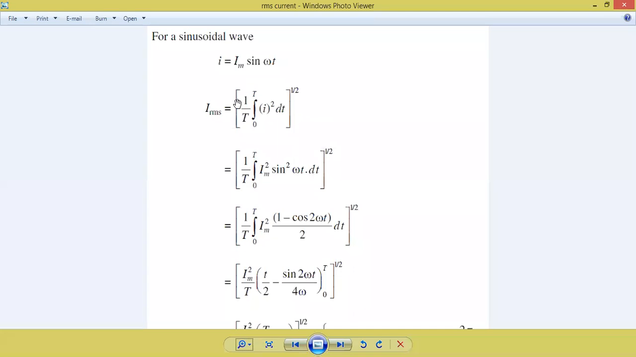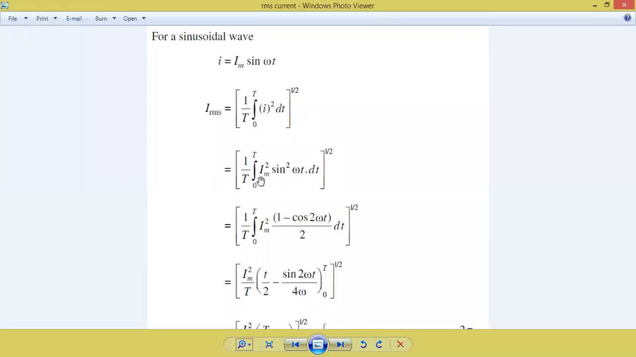I repeat once again. Root we have kept as 1 by 2. Square we have done. Average means what? Root of the mean. Mean means average. So the formula for the mean is nothing but the average current: 1 by T integration of 0 to T I dt. Okay. So now what is I, all of you? We have taken I is equal to Im sin omega t. So we have substituted here, without disturbing any value, Im sin omega t, but it is square. So I square m sin square omega t dt.